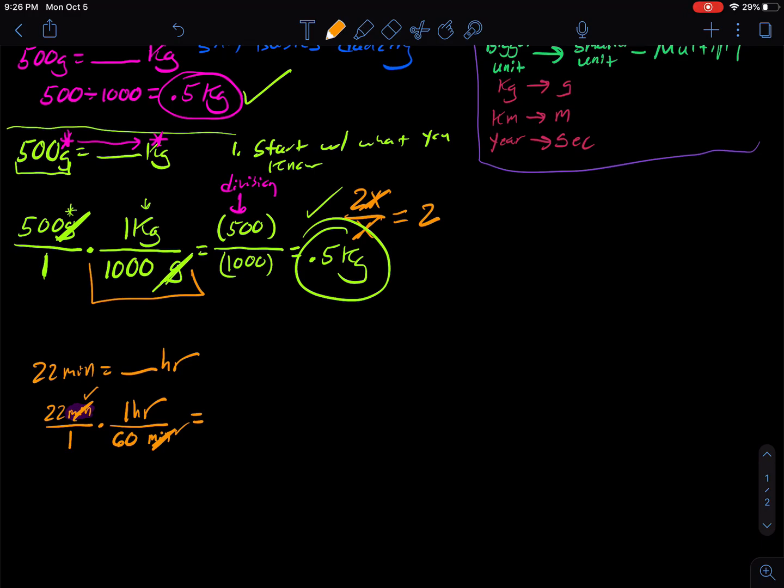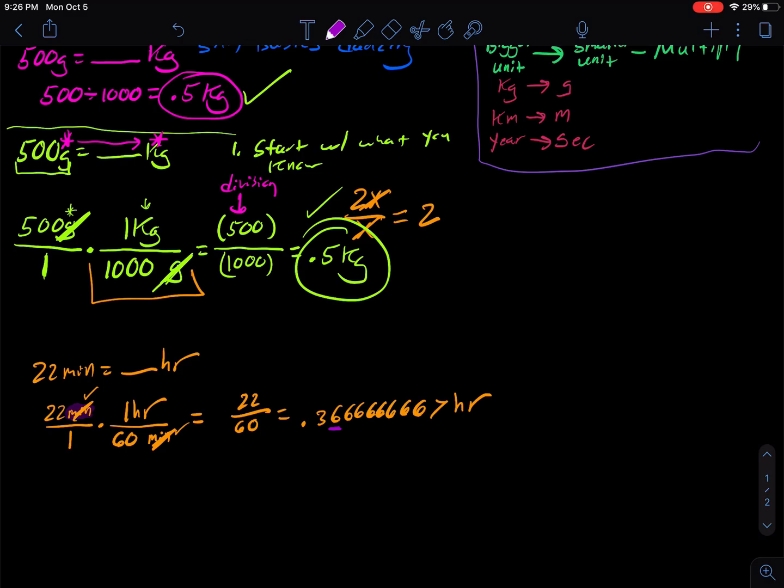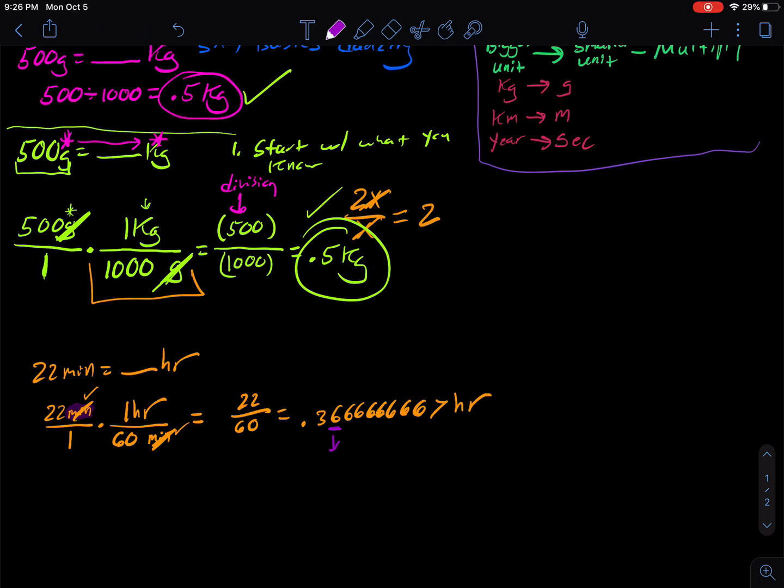So we get 22 times 1 is 22, divided by 60 equals 0.36666666667 hours. Well, that's too big of a number, so let's round this. Let's round at the hundredths place. When we round at the hundredths place, we get an answer of 0.37 hours. 0.37 hours is our final answer there.